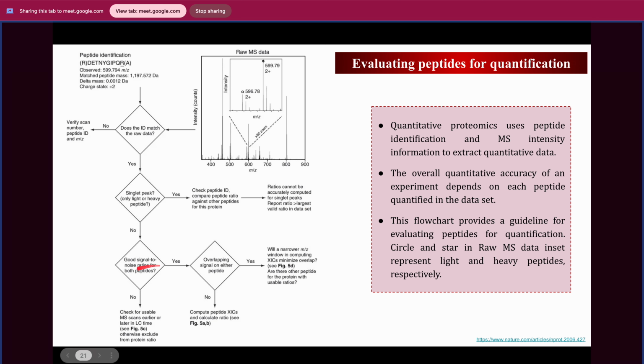Now if the signal to noise ratio is good, we check for overlapping signals on either peptide. If there are no overlapping signals, we compute the peptide XICs and calculate their ratios. If there are overlapping signals, we use a narrower mass to charge window when computing XICs to minimize overlap, or look at other peptides for the protein with usable ratios. Ultimately, we check whether the generated spectra are similar to the expected spectra or how much they vary. All of this is done to make sure no noise gets into our results, so it is the accurate, true signal.